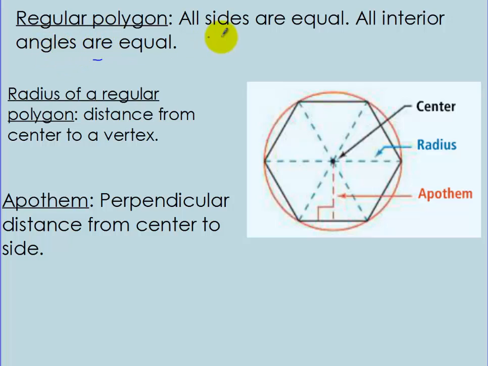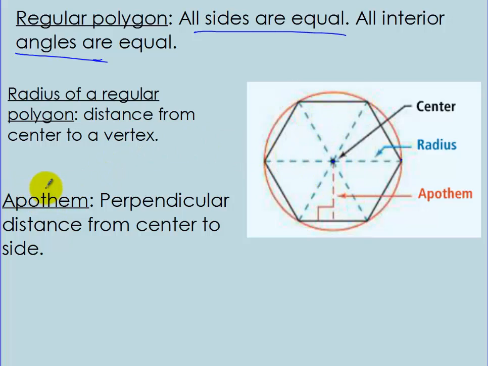Just to remind you, it's a polygon where all sides are equal and all interior angles are equal. So everything's kind of even around there. Some more vocab. We've got a center of a polygon. It's like the center of a circle. The radius of a regular polygon is the distance from the center to one of the vertices. So all these are radii. In this shape, we have 6 of them.